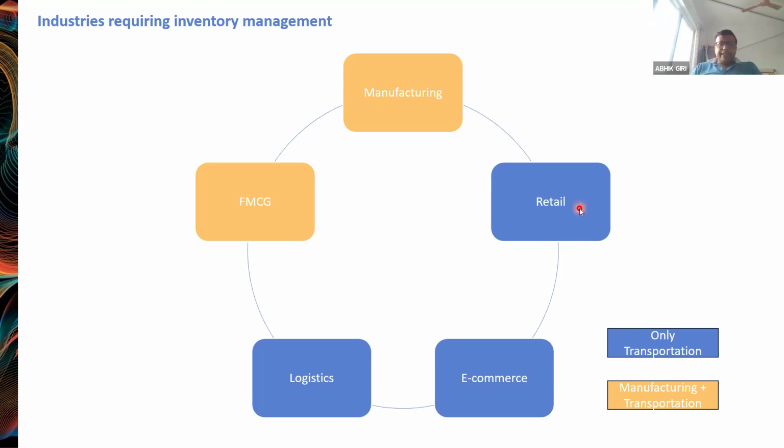And then we have retail industry, e-commerce, and logistics. Now, out of this, the ones which I've highlighted in blue require only transportation, and the other ones, that is manufacturing and FMCG, require manufacturing as well as transportation.